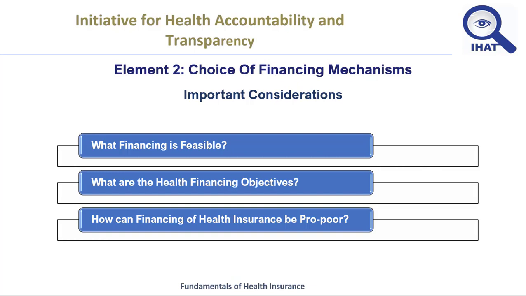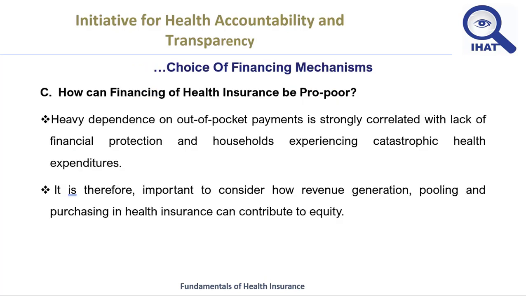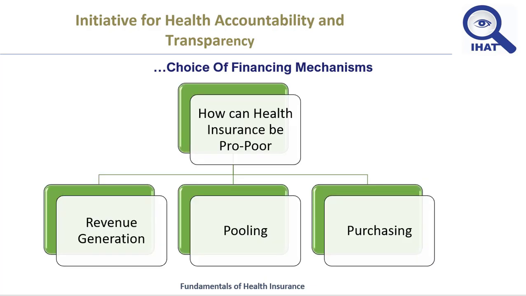The last but not the least consideration under the choice of financing mechanism is how can financing of health insurance be pro-poor? How can it favor the poor people? Heavy dependence on out-of-pocket payment is strongly correlated with lack of financial protection and households experiencing catastrophic health expenditure. It is therefore important to consider how revenue generation, pooling, and purchasing in health insurance can contribute to equity. These are basically three ways in which health insurance can be pro-poor.